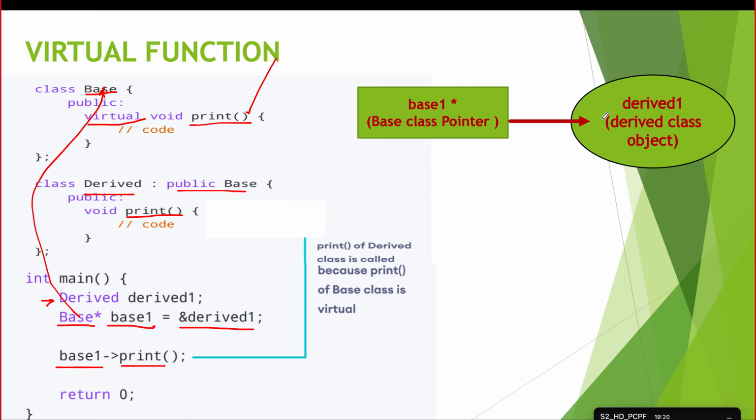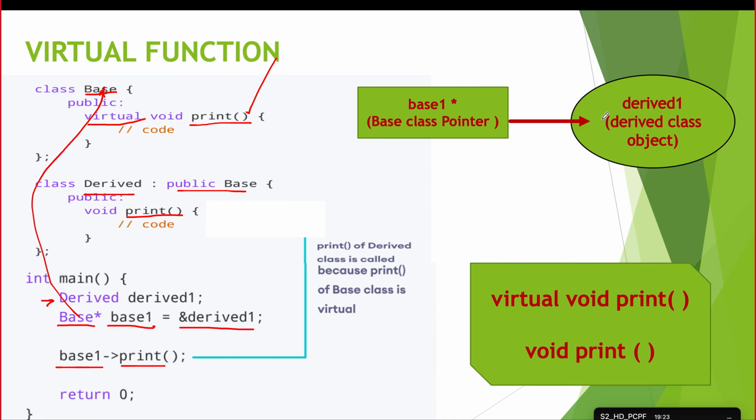Now using this pointer, we are calling the print function. When we see the print function, actually there are two print functions in existence. The first one is a virtual print function which is part of the base class. The second one is the derived class print function. The first one is virtual. Now using our base class pointer, we are calling the print function. While making a function call, we have two options, that is print of base and print of derived.